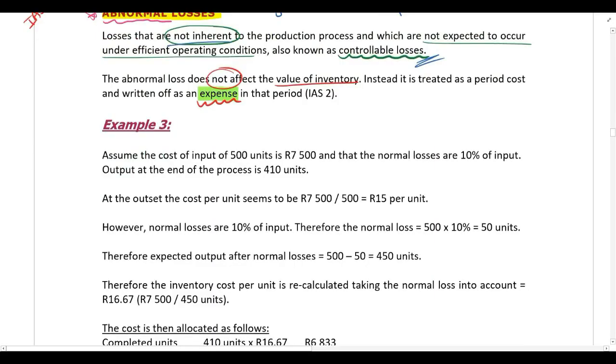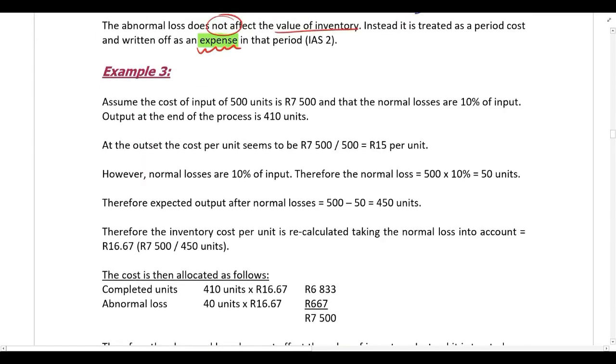So let's look at a couple of number crunch examples over here. Example 3. Assume the cost of input of 500 units is 7,500 Rand. Okay, so this is my production process over here. What am I inputting into my production process? 500 units. And the cost of that input is 7,500 Rand. We'll come back to the cost.